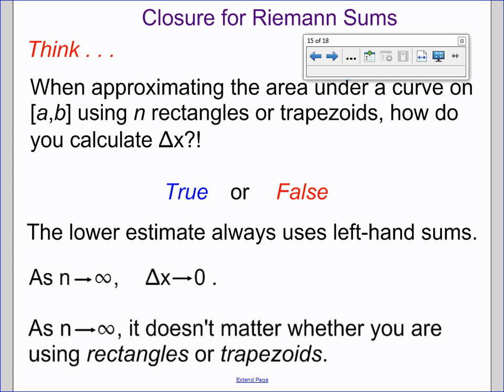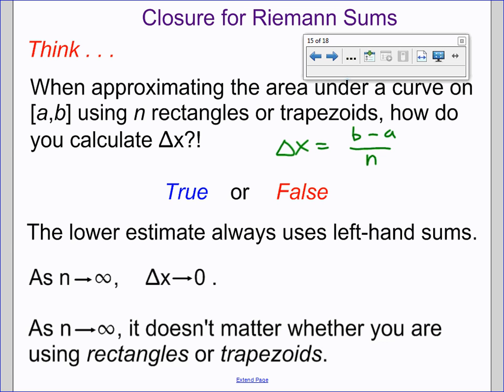Okay, ladies and gentlemen, enough talk, now we eat. Let's go ahead and share your response, please. When approximating the area under a curve on a to b using n rectangles or trapezoids, how do you calculate delta x? What formula can we use? Allie? B minus a over n. Delta x equals b minus a all over n. Raise your hand if you have b minus a all over n. That's correct. Thank you.